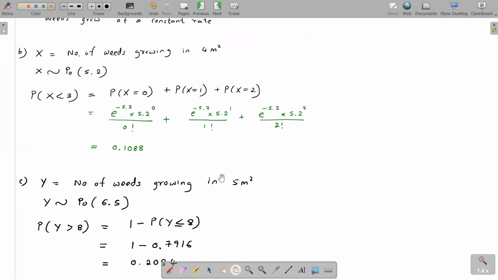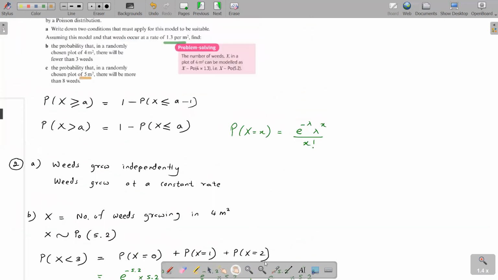You read the question, you get the length of the interval, and you get the lambda value. You define your random variable with respect to the length of the interval and get the lambda value. That's the first thing to do. After you do that, go back to the question. What is the probability we need to find now? The probability that in a chosen plot of 5 square meters, there will be more than 8 weeds.